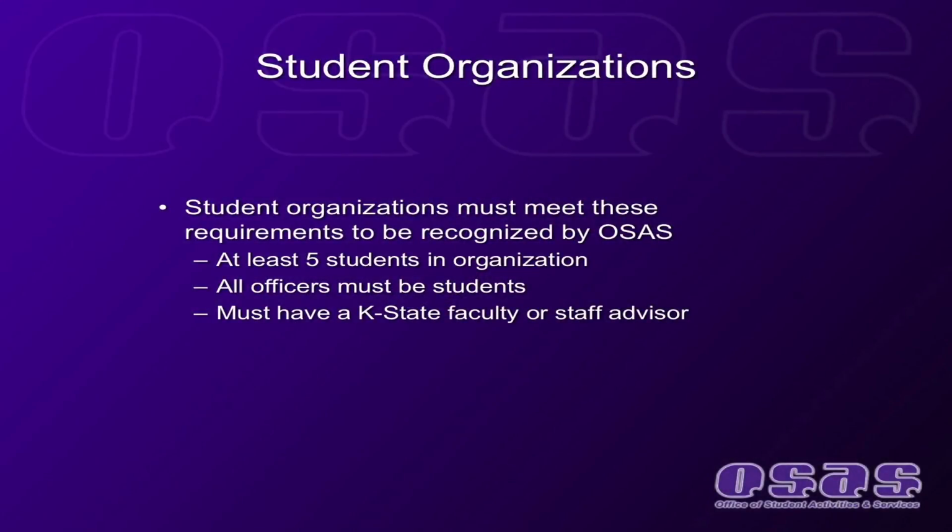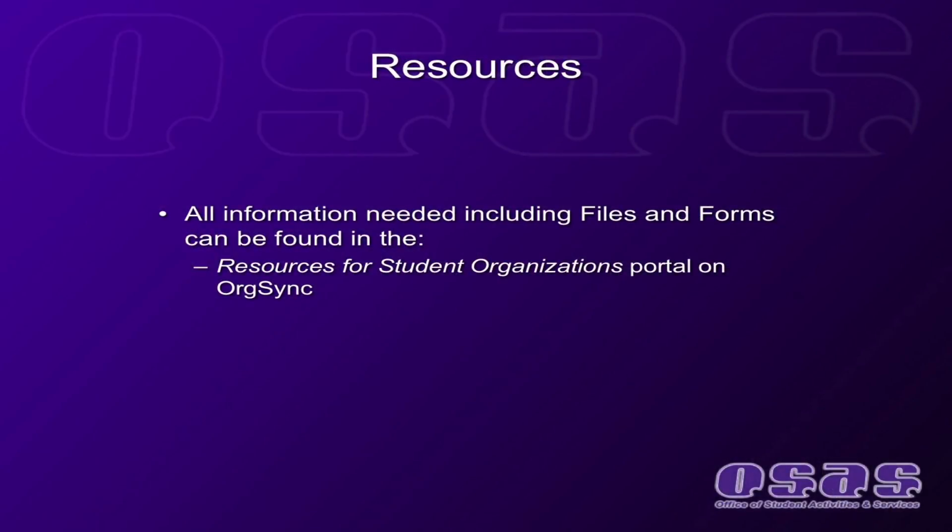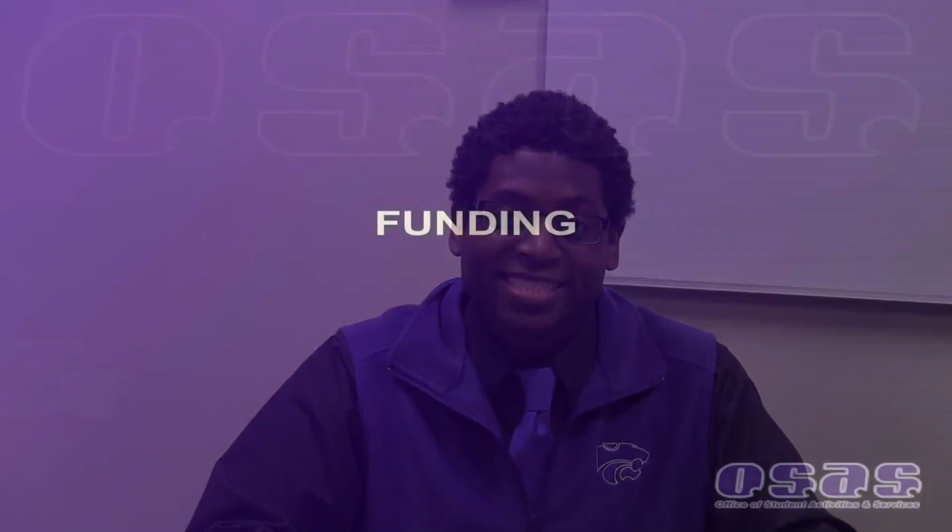To be a student organization, there are a few requirements that your group must meet. There must be 5 students in the organization. All officers of the organization must be current students, and you also must have a K-State faculty or staff member to serve as your advisor. For any files or forms that you're needing, you can access these on our OrgSync resources portal. Some resources can include SGA funding requests, Pepsi product allocations, and DPC funding requests.